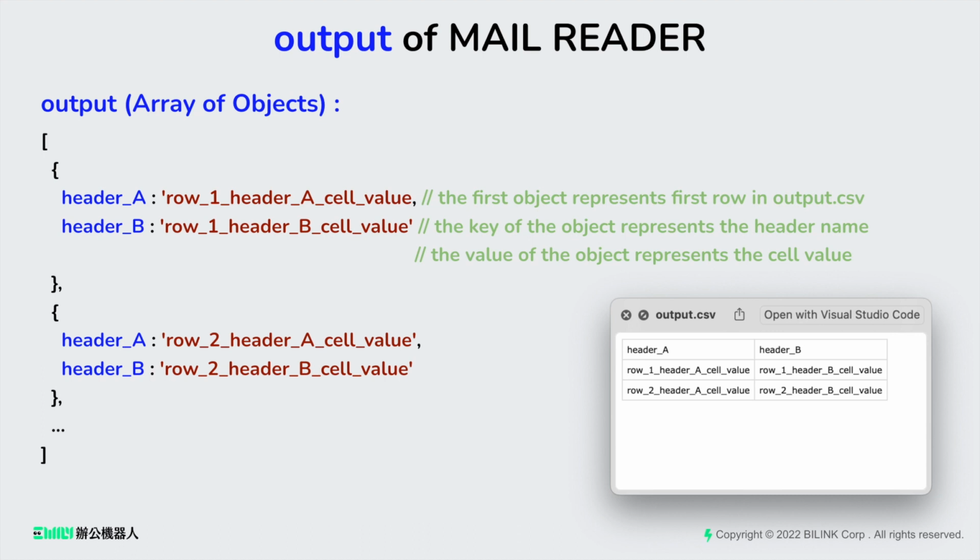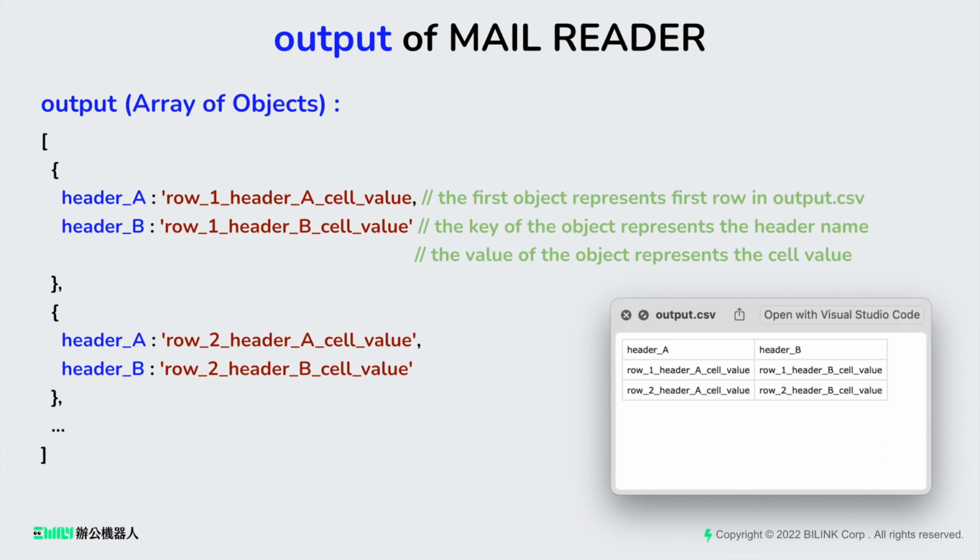Take the output in the screen as an example. The first object represents the information of the first row, and the two keys in the object are the two headers in the table. So the table content output by Emily based on the variable output will look like the table in the lower right corner of the screen.